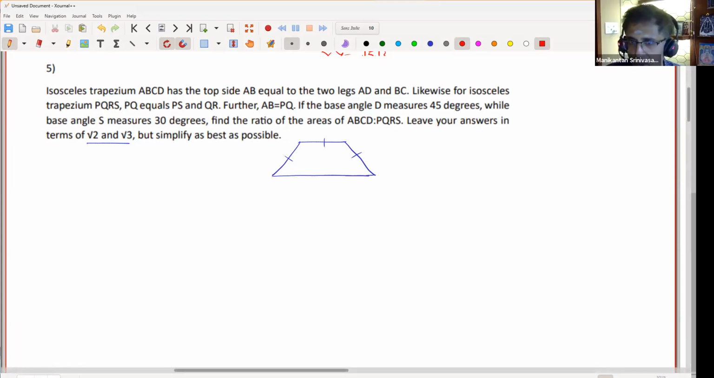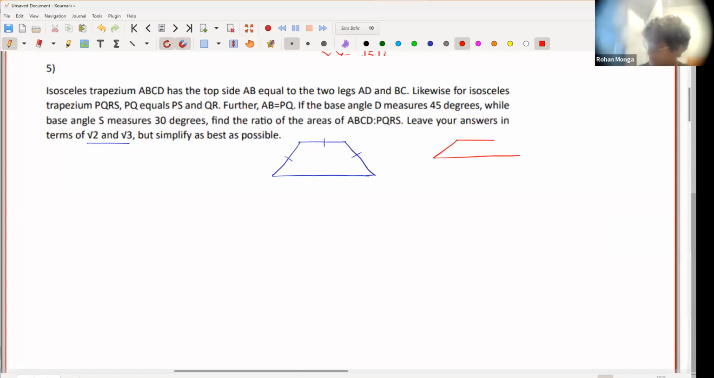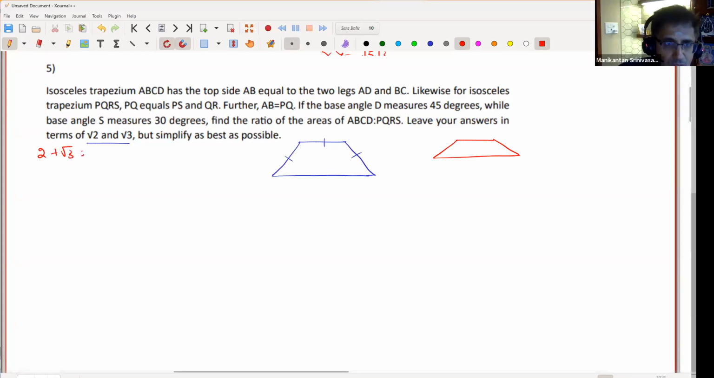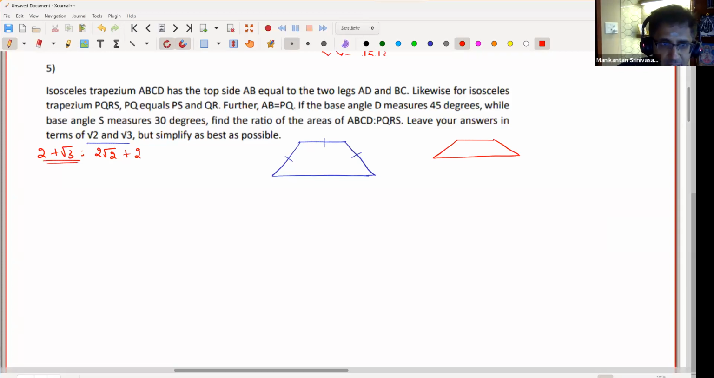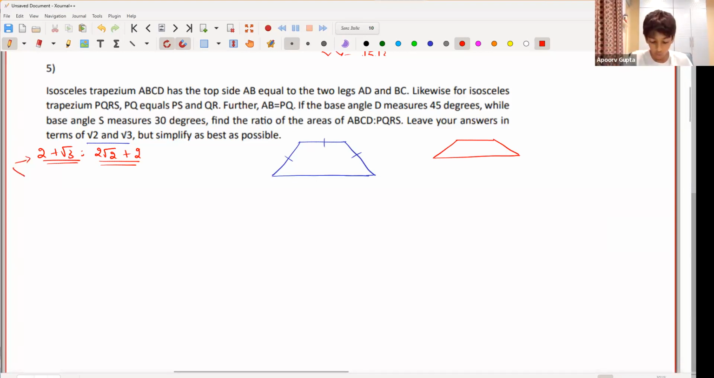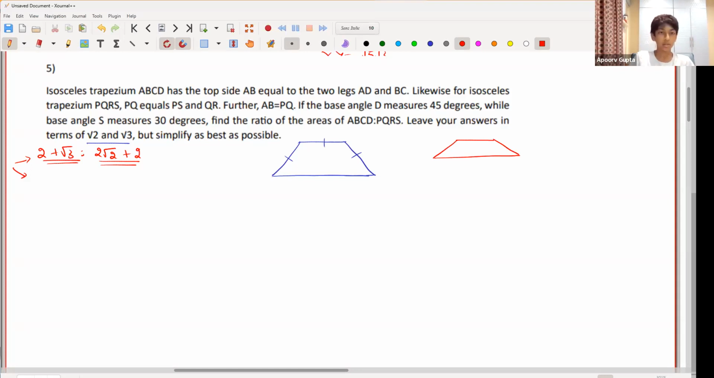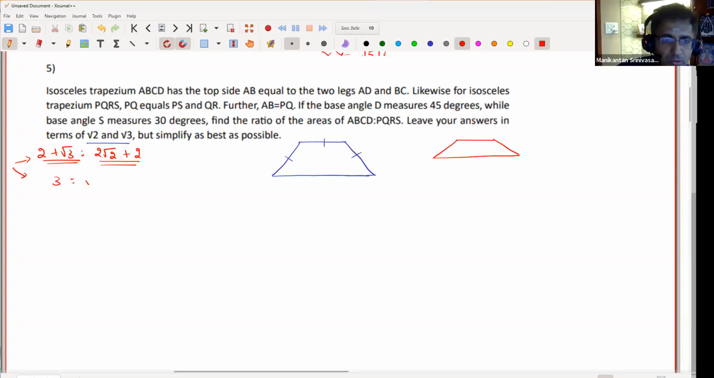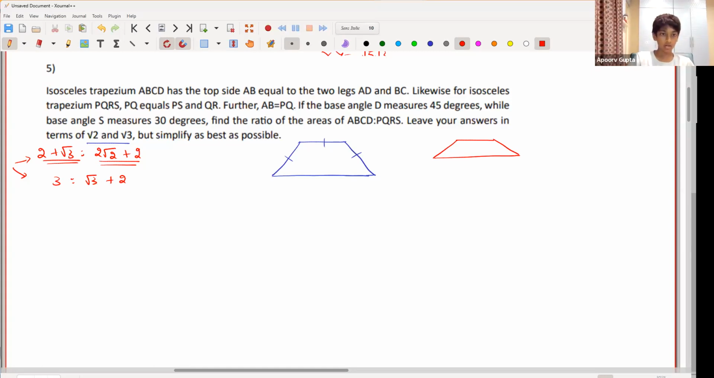We'll do it. Rohan, do you have a final answer on this? I got 2 plus root 3 is to 2 root 2 plus 2. Does anyone's match? Avinash got an alternate answer: 3 is to root 3 plus 2. But there's no root 2 in it, and there must be a root 2 for sure. So it's very likely this is wrong.